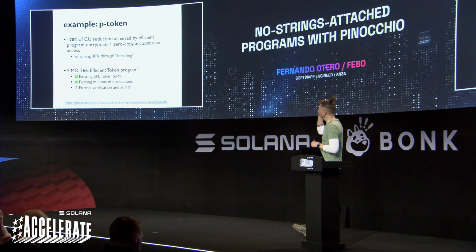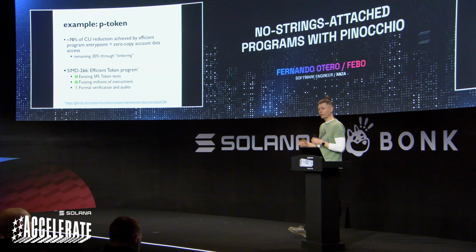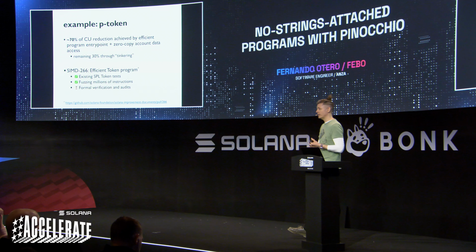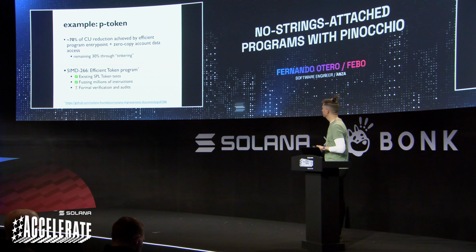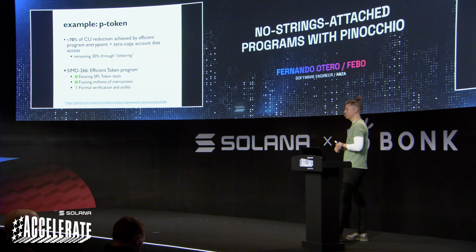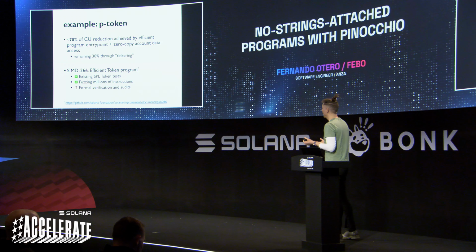So the plan now is to replace the SPL token by P-token as described on SIMD 266. And currently we are in the process of waiting for the formal verification and audits. We completed tests. We ran the fuzzing using the Firedancer tooling, and the program is behaving exactly the same. Well, it's the same, but using much fewer CUs.